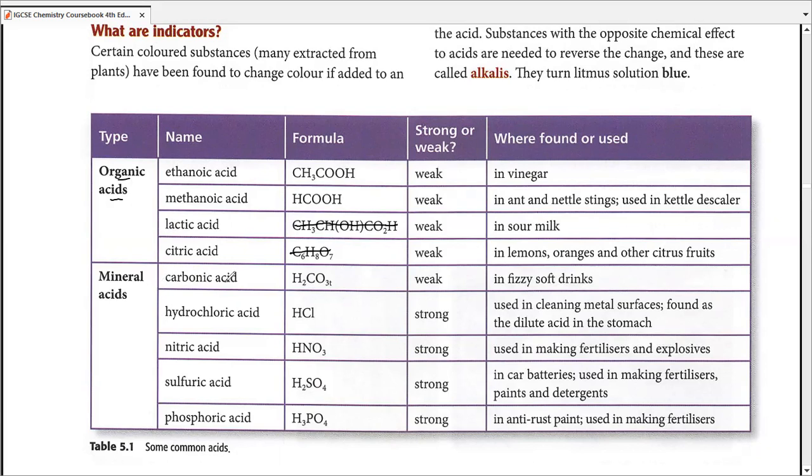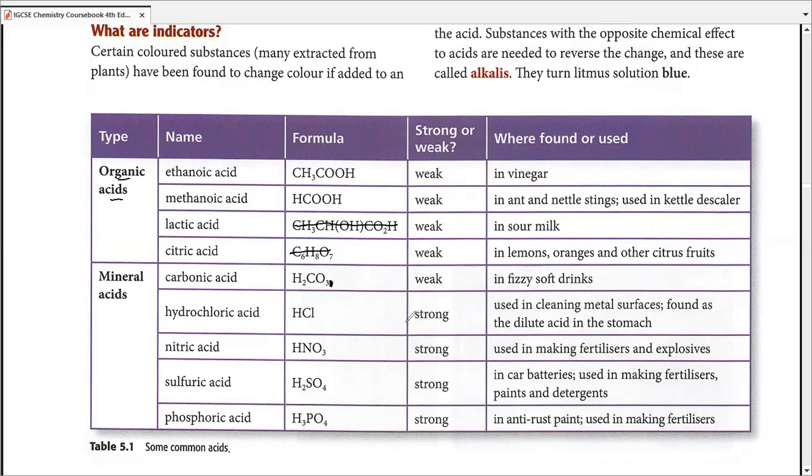Now, carbonic acid is the first one of them. It's H2CO3. Let me tell you, this T is just a mistake. So the formula is just H2CO3. Just cut the T out. Weak and found in fizzy soft drinks. Coca-Cola, Pepsi, name the drink, it contains it.